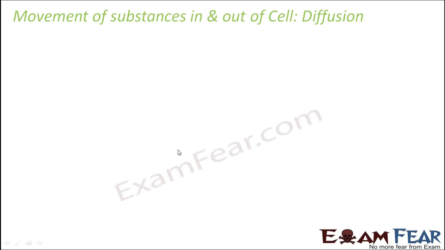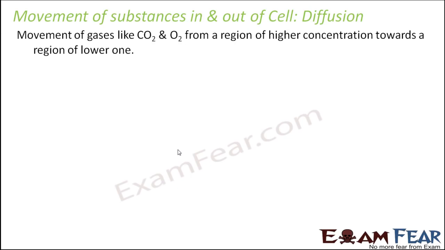Let us try to see how the movement of substances takes place across the cell membrane by the process of diffusion. What is diffusion? It is basically movement of particles or movement of gases like carbon dioxide and oxygen from a region of higher concentration towards a region of lower one. This is the main catch here. Diffusion always takes place from a region of higher concentration towards a region of lower concentration. So what do I mean by this?